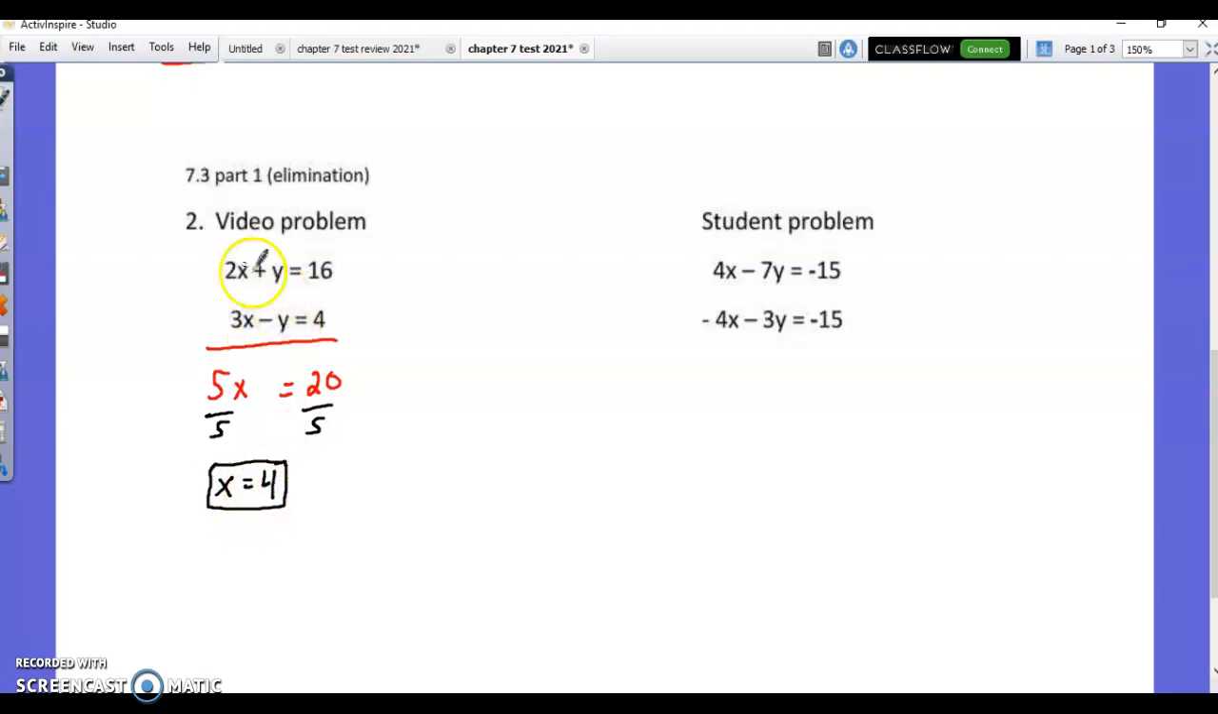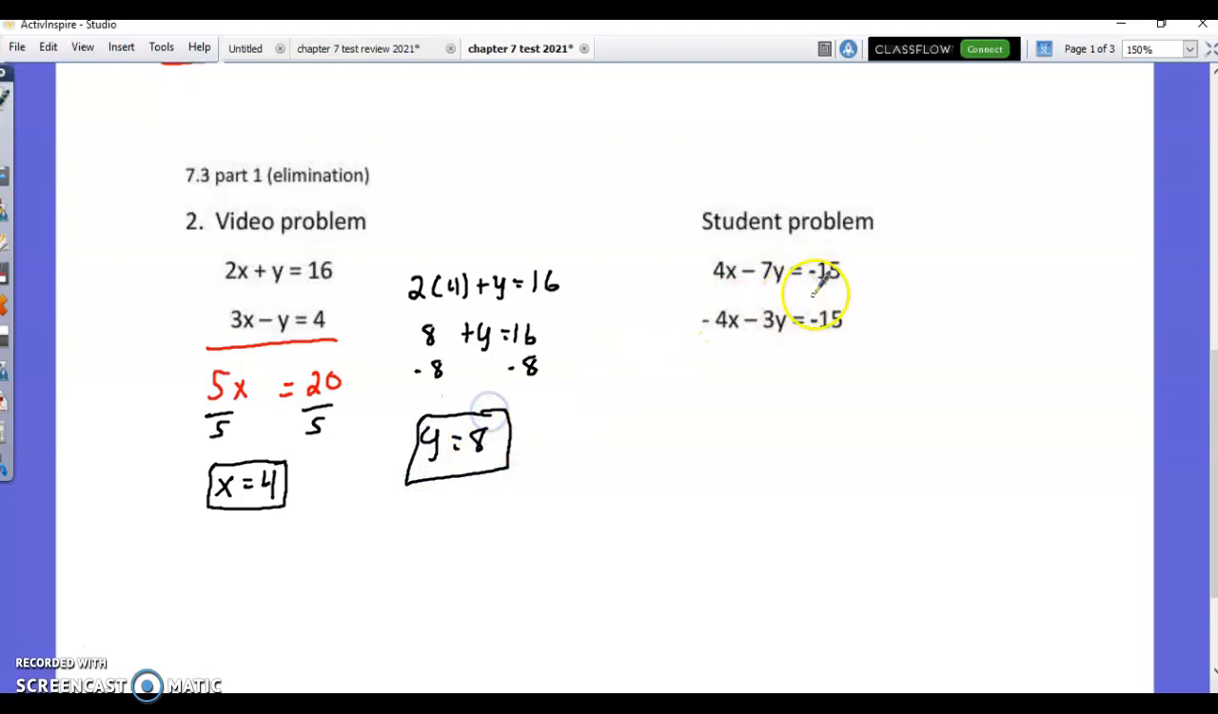Now I have to solve for my y. I can pick either 1 or 2 of the problems. I'm going to pick this first one. So I have 2 times 4 plus y equals 16. 2 times 4 is 8, plus y equals 16. Subtract 8 from both sides. Y equals 8. So in your problem, remember, you may have to divide with this final step. If there's a number here, make sure you're dividing both sides by that number.